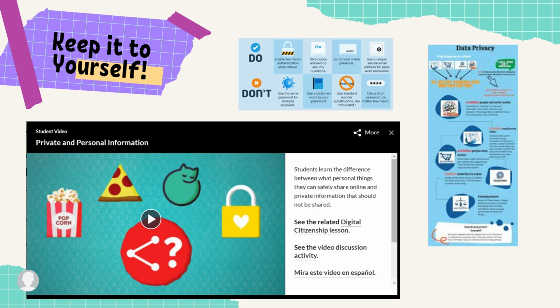We focused a lot on the Common Sense Media video and PowerPoint presentation, which focused on private and personal information. It was a great video that highlighted how students needed to learn the difference between what personal things they can safely share online and then private information that probably shouldn't be shared. And it prompted a lot of really good discussion.